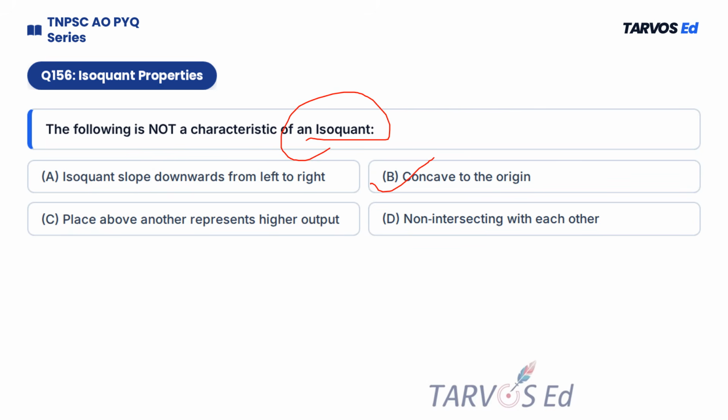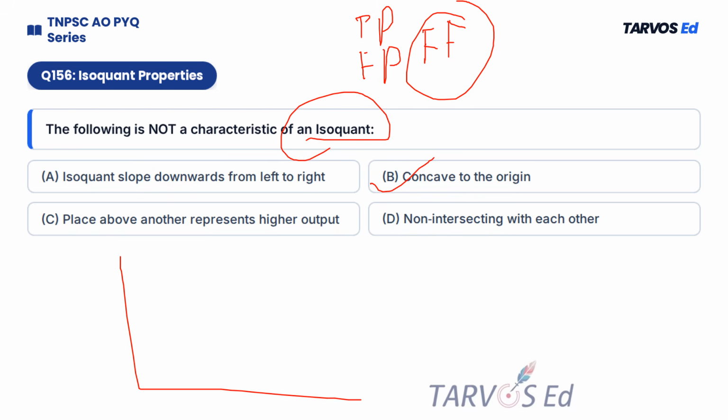I have already insisted many times, please focus on product-product relationship, factor-factor relationship, and factor-product relationship. From production economics, you can expect most of the questions from this area. So what is isoquant? Isoquant is a concept that comes under factor-factor relationship. Iso stands for same and quant stands for quantity. So isoquant is a curve, a locus which shows the combinations of inputs which yield the same output. Same product produced by two input combinations is called isoquant.